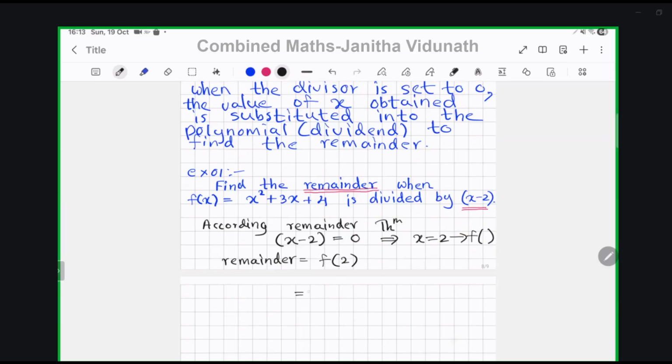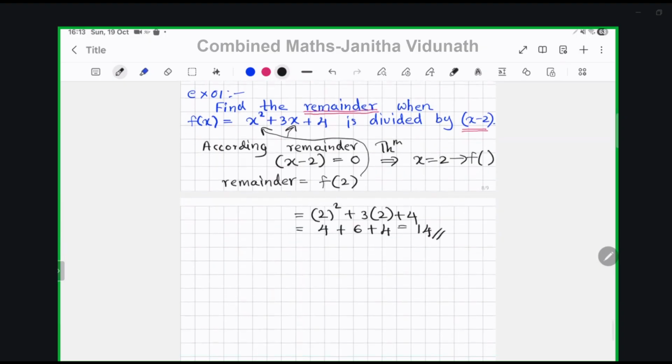Now we already know f(x) is equal to x square plus 3x plus 4. That means f(2) is equal to 2 square plus 3 times 2 plus 4. That means in f(2), we plug x equal to 2 here. That means the remainder should be 2 square is 4 plus 3 times 2 means 6 plus 4. That means the remainder should be 14. Okay. Now I will explain another example.